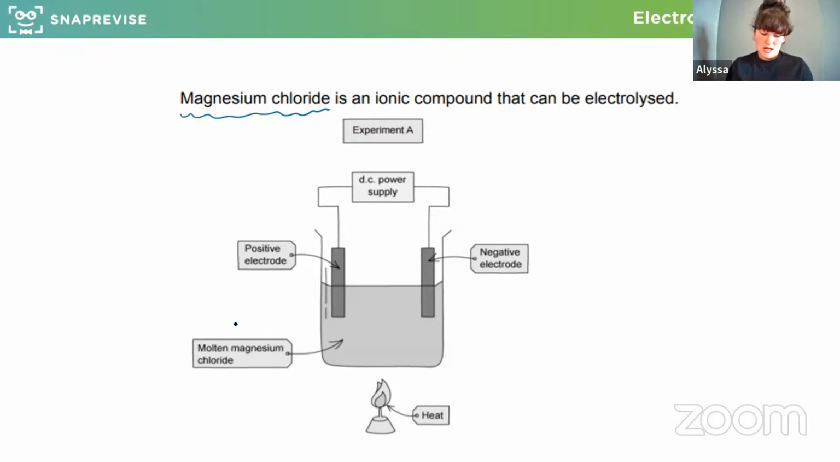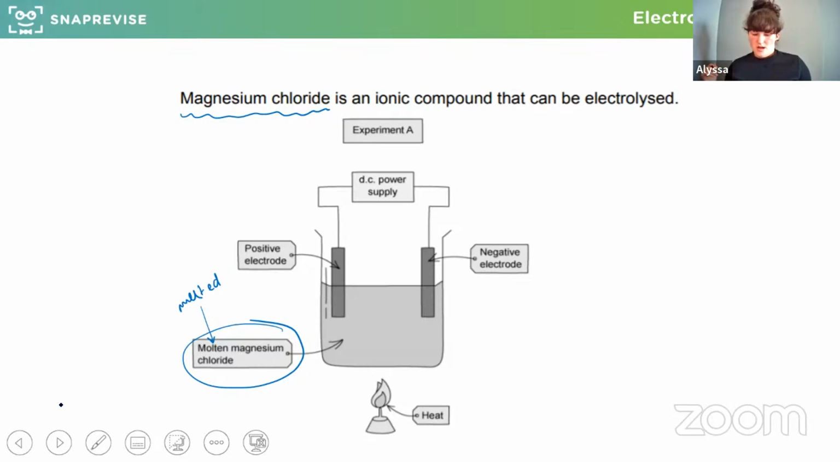Okay, so with this exam question, we've got magnesium chloride, an ionic compound that can be electrolyzed. Molten magnesium chloride is the substance. Molten, again, so it's melted. So that means all we've got present is magnesium chloride in that beaker. We've got a positive electrode and we've got a negative electrode.